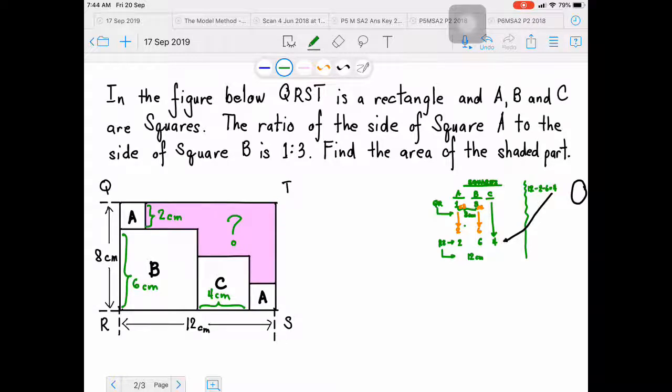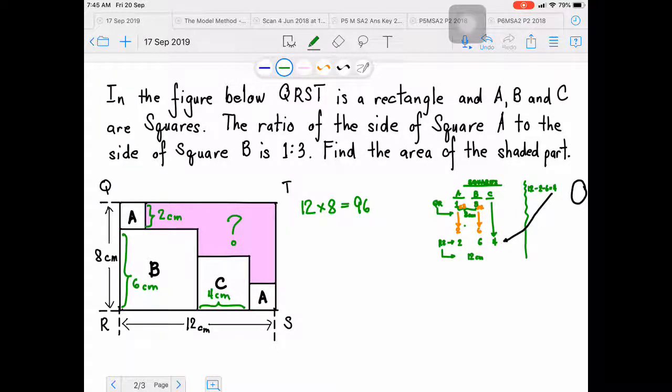Now, to find the area of the shaded portion in the figure, let's first find the area of rectangle QRST. So we multiply 12 centimeters times 8 centimeters, which is 96. 12 times 8 is 96.